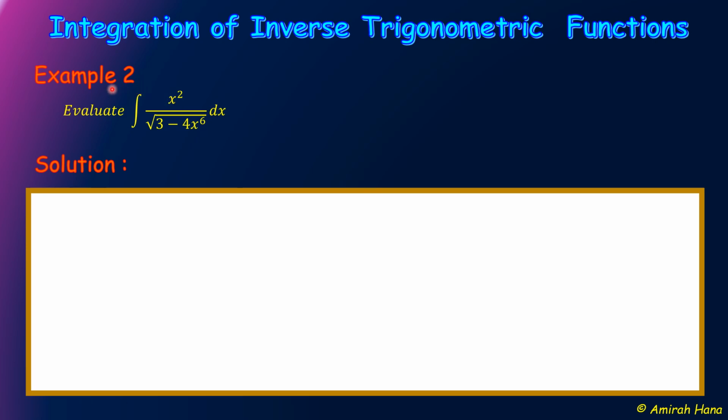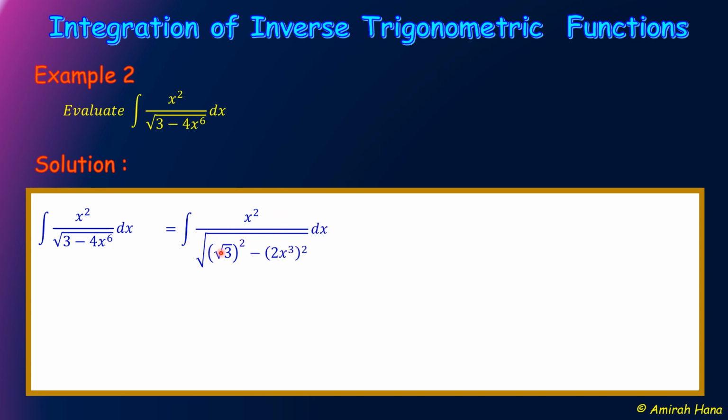Alright, now we continue with example 2. Evaluate the integration of x squared over square root of 3 minus 4x to the power of 6 dx. From the given question, we can write it in the form of integration of x squared over square root of (3) squared minus (2x cubed) squared dx. After we simplify, we get back 3 here, and 4x to the power of 6 here, because they are equal.